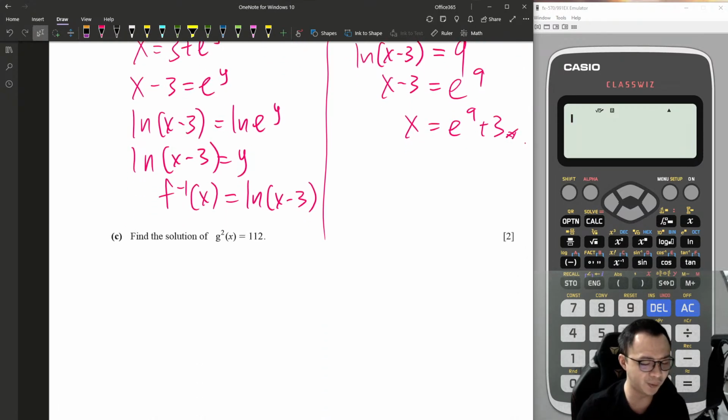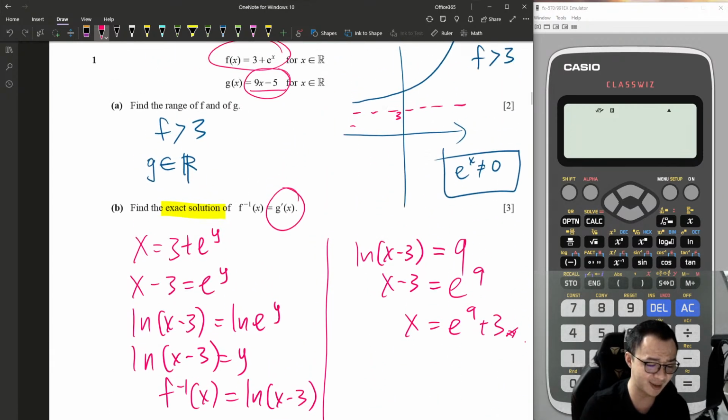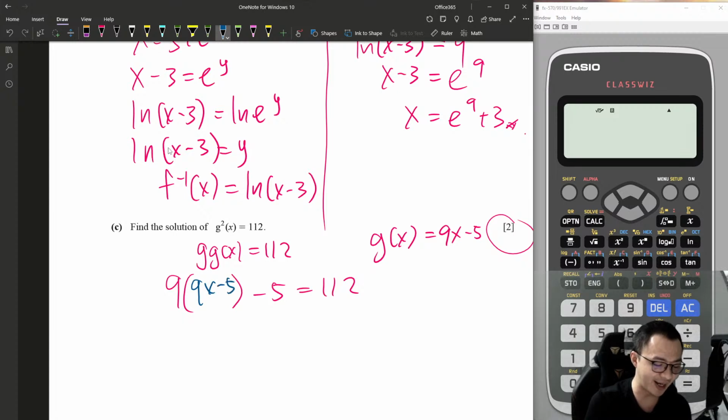Okay, g squared of x equals 112. This 2 mark question is basically a composite function. g squared here basically means substituting g(x) into g(x), equals 112. If not mistaken, g(x) is what? 9x minus 5. So if I sub g(x) into g(x), I will get 9 times g(x) minus 5 equals 112. And what is my x here? It is 9x minus 5, isn't it? Because my x here will be g(x), and g(x) is 9x minus 5.